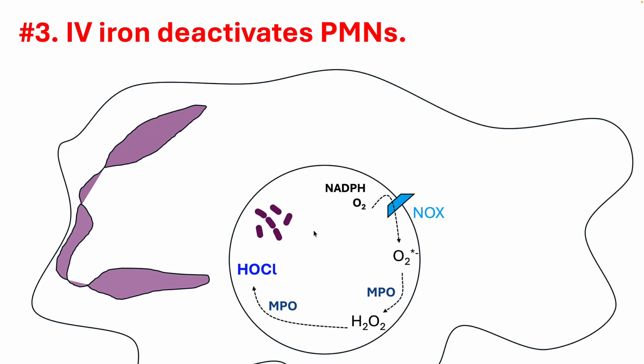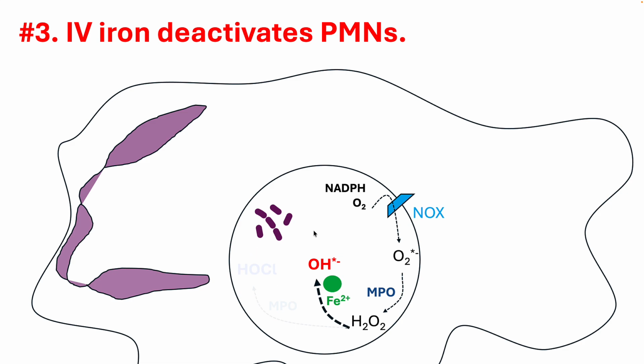Now let's look at the neutrophils. Neutrophils rely on NADPH oxidase to convert molecular oxygen into superoxide and hydrogen peroxide. This is then subsequently converted into hypochlorous acid, which is used to fight bacteria. Now, when you give IV iron, this excess iron shunts the hydrogen peroxide to formation of hydroxyl radicals.